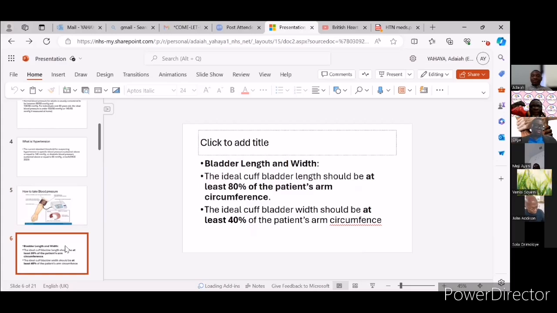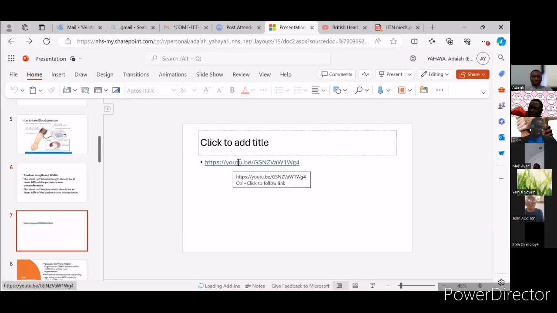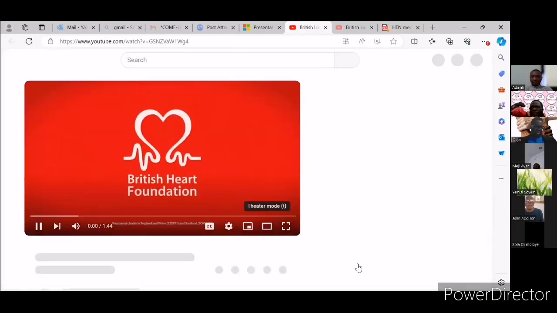And then the length should not be more than 80%. What that means is, when you look at the cuff, there's a part that inflates. That should cover most of the arm, but it shouldn't overlap, and it shouldn't be less than 2/3 around your arm. So generally, if we use these basic principles, we will be taking blood pressure the right way. I've just got a very short video that puts this in perspective so that people can see it practically done.